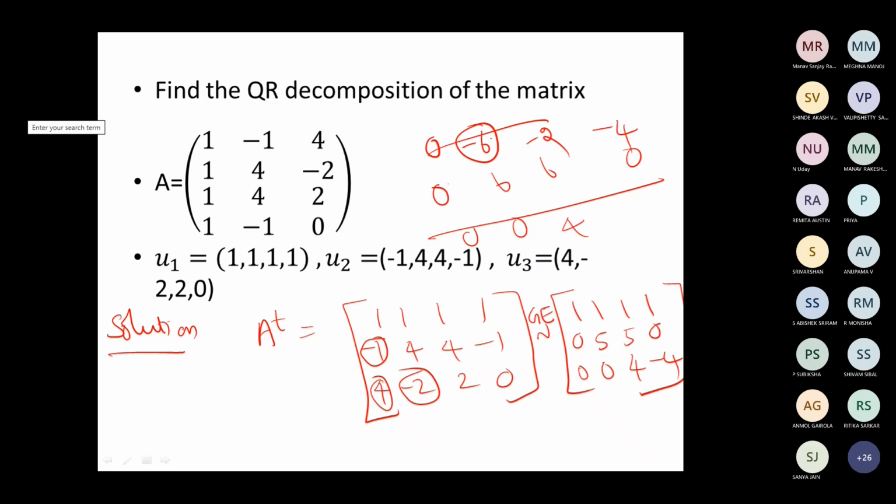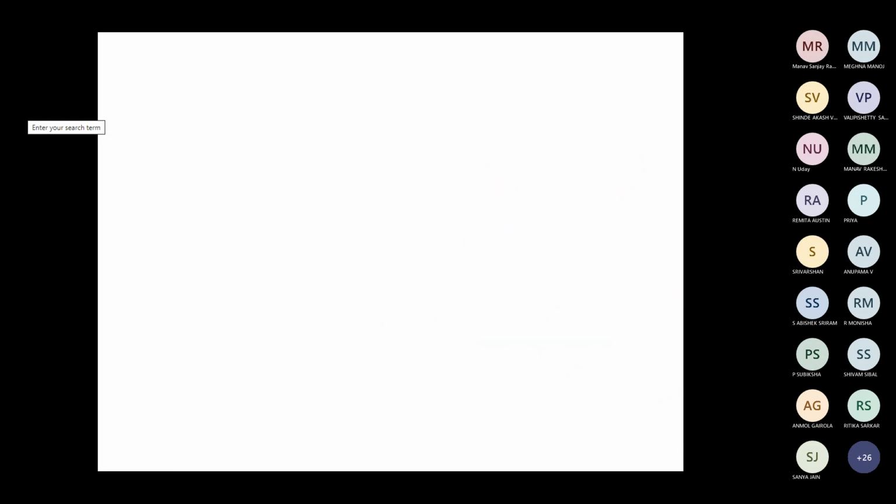After Gaussian elimination, this is the matrix. Now you can see that all three rows are non-zero rows. So the three rows are linearly independent. First of all, is this clear? Hello, are you all there, can you understand? Yes, ma'am.